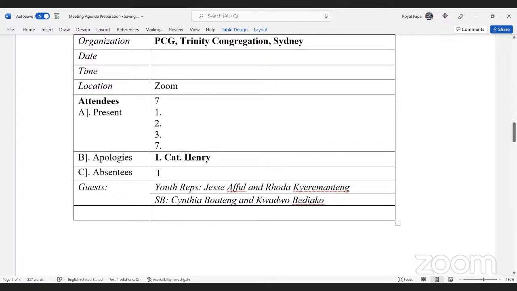And then absentees. Those you don't hear of them, they won't tell you anything. They don't mind. And then they are absentees. It's a meeting procedure. You know what? Some people don't come, and when they see their name in absentees, they'll be offended.